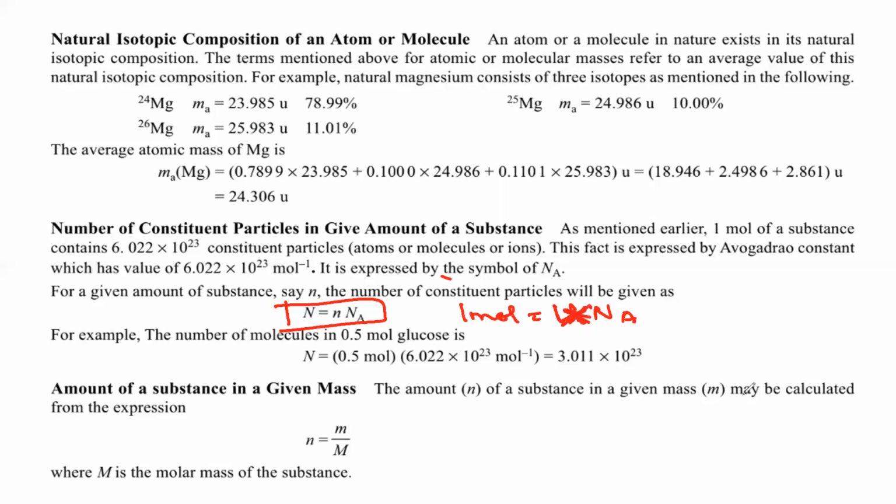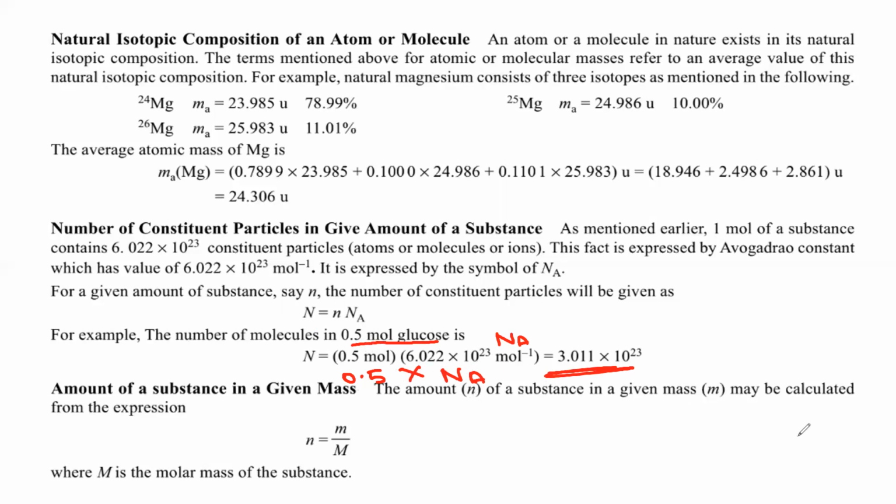So for example, the number of molecules in 0.5 moles of glucose. Already you know 1 mole of glucose contains 6.022 × 10^23 molecules in it. So 0.5 moles means half of that, that is 6.022 × 10^23 divided by 2. So you will get the answer 3.011 × 10^23. So this is the answer. In this way, you'll find the number of constituent particles in a given amount of substance.